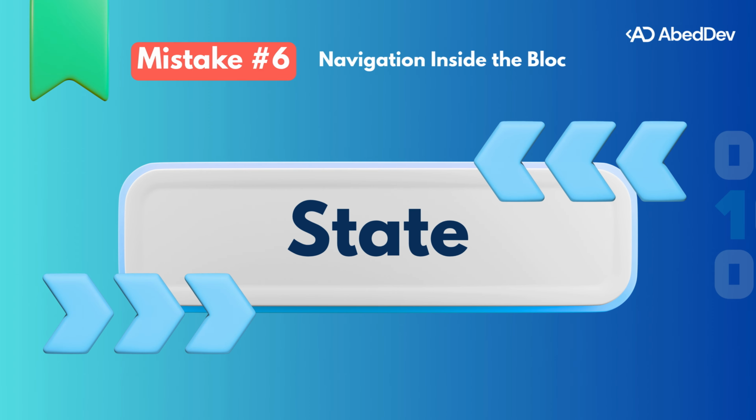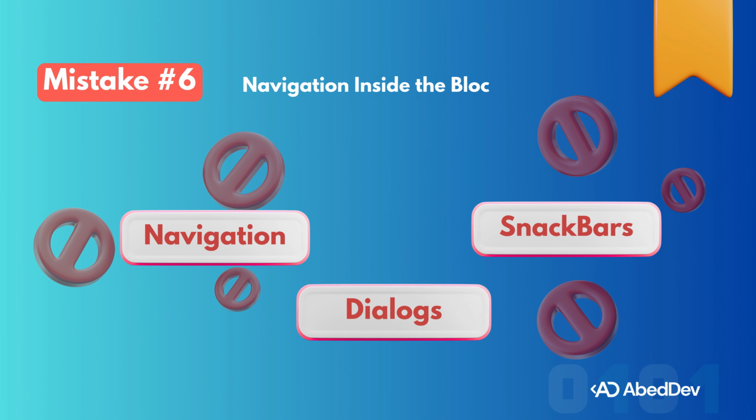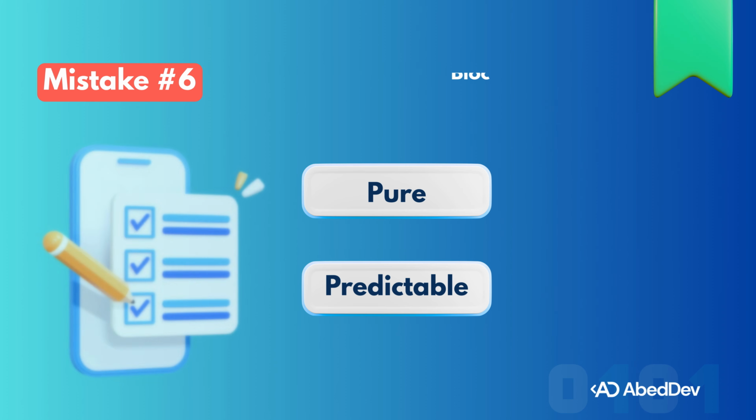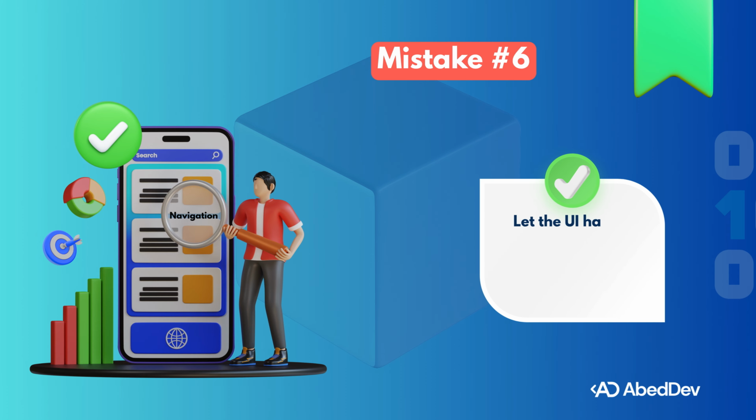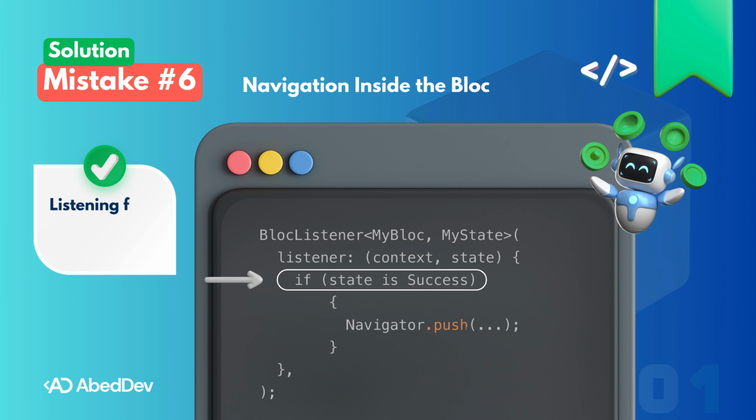So, blocs should only manage state, not navigation, not snack bars, not showing dialogues. Just pure, predictable state management. So, what's the right way? Let the UI handle navigation by listening for a state that tells it when to act. In this way, your bloc stays clean and testable, and your UI responds reactively to state changes.